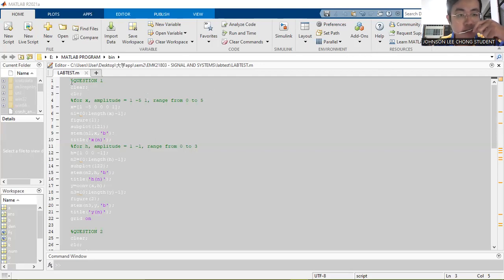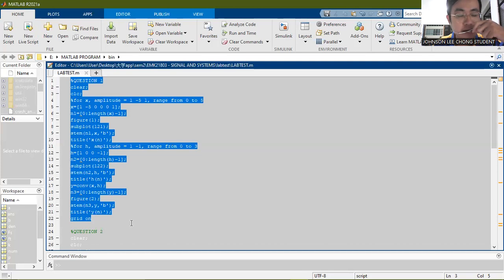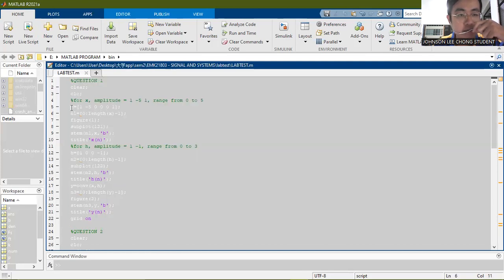So for question 1, as you can see, this is my coding. Based on the question, I have already listed down my X and H. For the X, the range is from 0 to 5, and because of that I need to put the X -1 here, because the system detects that my range is from 0 to 6, so I have to put the negative one here.